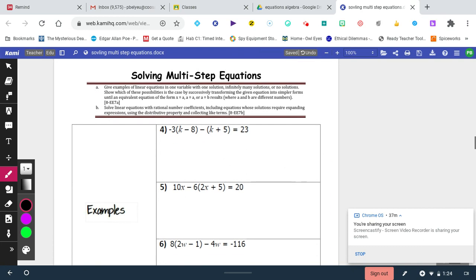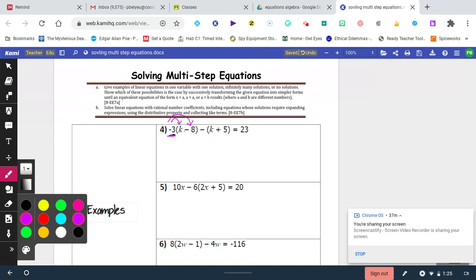All right, let's take a look at number 4. Number 4 has 2 sets of parentheses in it. So what I'm going to have to do is use the distributive property twice, not once. First of all, I'm going to take care of this part. I'm going to distribute the -3. You distribute the -3 to the k and to the -8. Don't look at that as 8, look at it as -8.